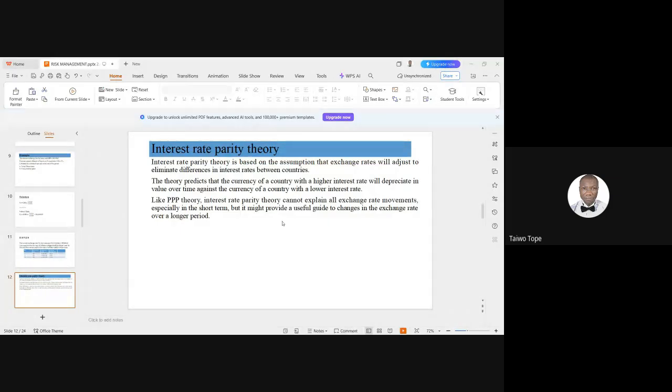So when you make gain as a result of the appreciation of your currency, that gain is likely to be lost when the exchange rates move in your disfavor as a country. So exchange rates move to effectively bring about interest rate parity among different countries. Interest rate parity theory is based on the assumption that no arbitrage opportunity exists in foreign exchange markets.